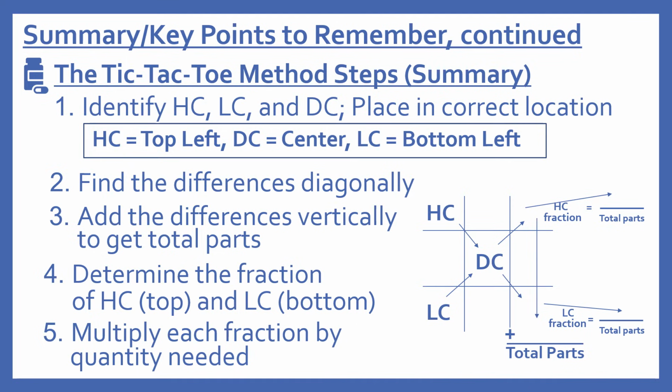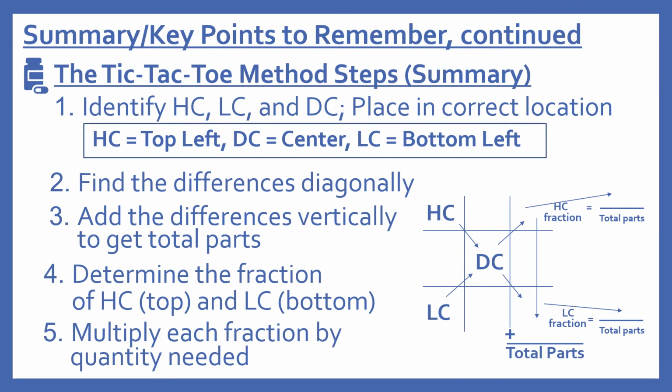And then a summary for the tic-tac-toe method. First, you'll identify the high concentration, low concentration, and desired concentration and place them in the correct location in the tic-tac-toe grid. Remember, the high concentration goes in the top left, the desired concentration goes in the center, and the low concentration goes in the bottom left. Then you're going to find the differences diagonally, write those numbers in the grid, then add the differences vertically to get the total parts.